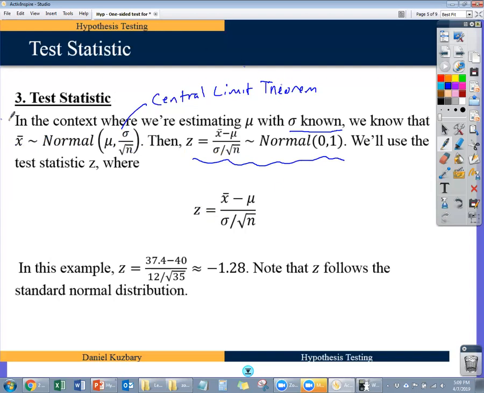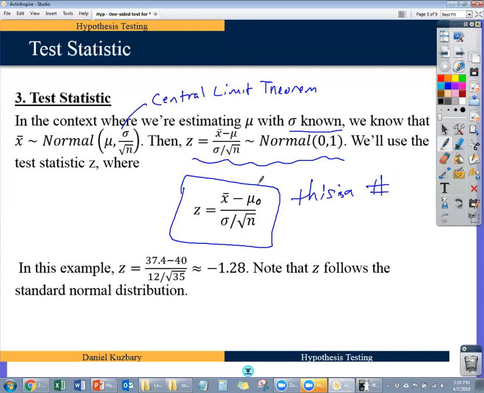So in this context, where we're estimating mu with sigma known, this is our test statistic. We're going to find this number by plugging things in. Your book might use the notation mu naught, so X bar minus mu naught, divided by sigma over the square root of n.